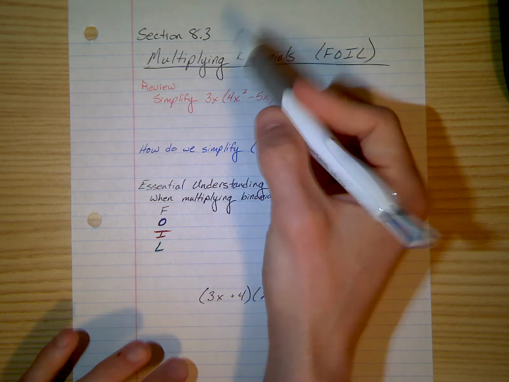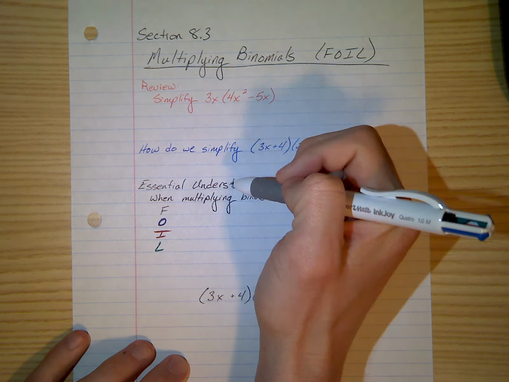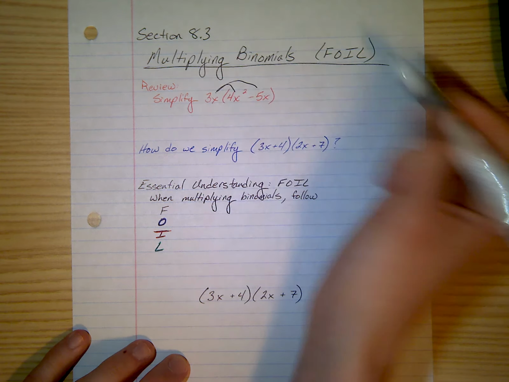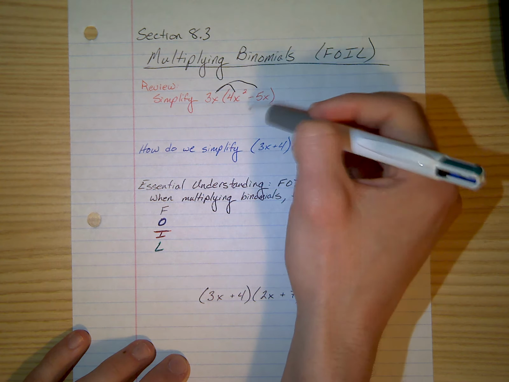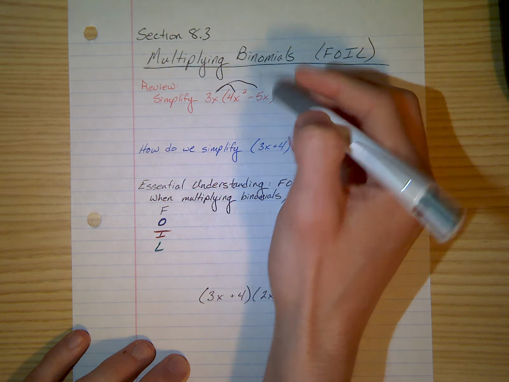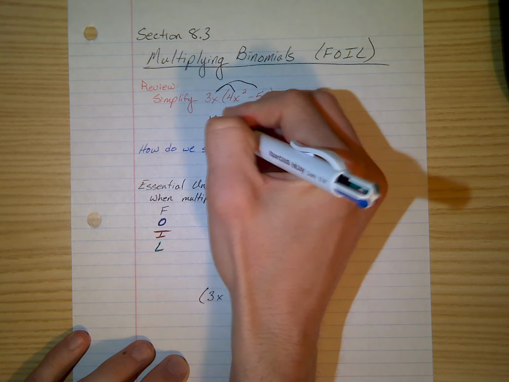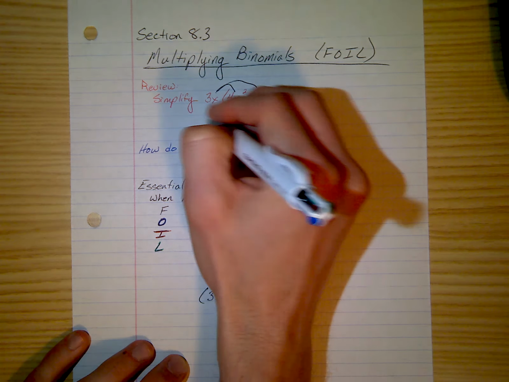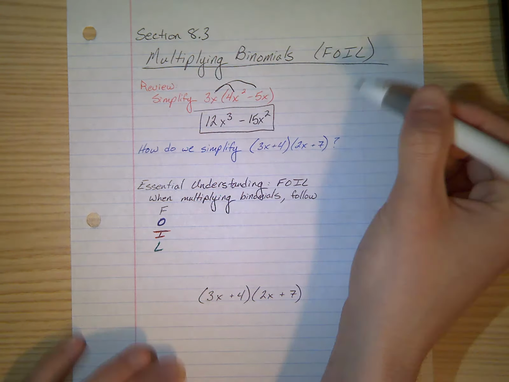To review, before we get to foiling, we want to remember what the distributive property is all about. If you have 3x times the quantity 4x squared minus 5x, you just distribute the 3x to both terms inside. So this would end up as 12x to the third minus 15x squared. Okay, so that's the distributive property.